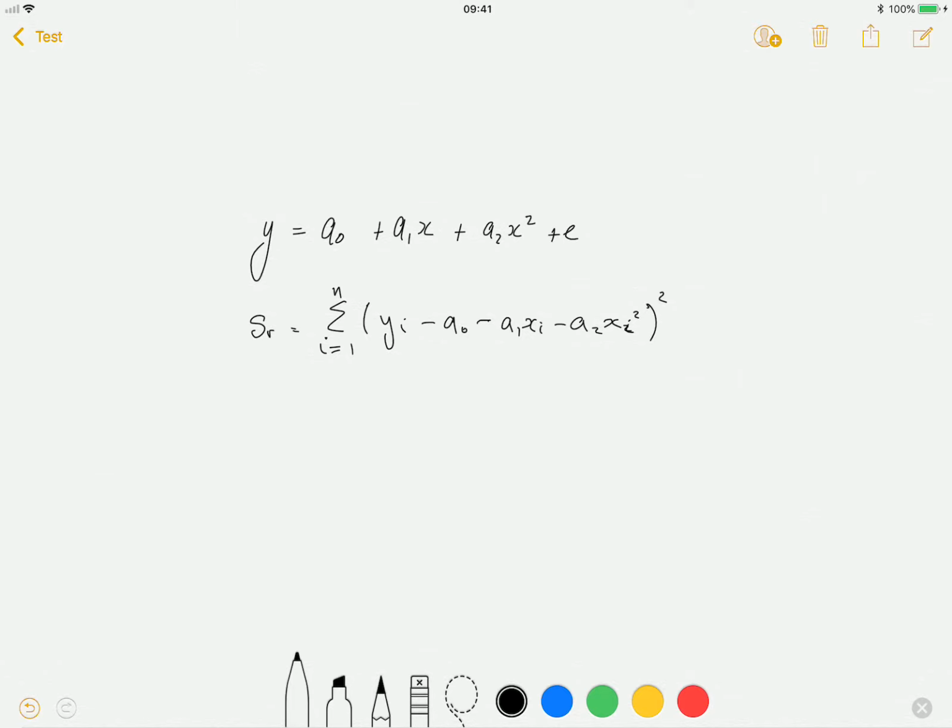That is, the derivative of SR with respect to a0, SR with respect to a1, and SR with respect to a2. So if we do this for each case, we'll have an idea of how the sum of squares of residuals varies with each of these coefficients. And if we wanted to find the minimum value, we set these all equal to 0. And if we rearrange that equation, we get the following.